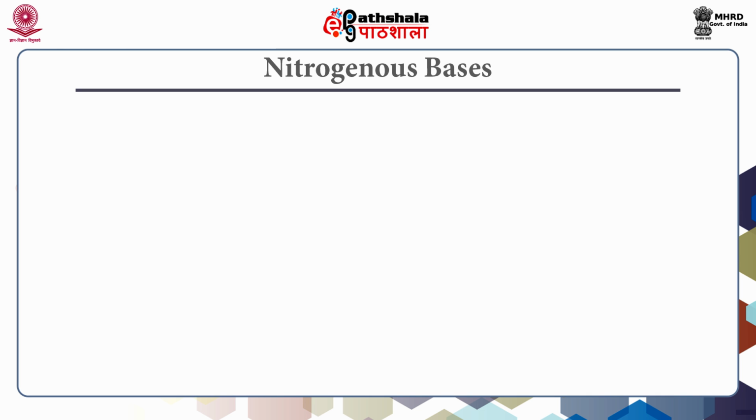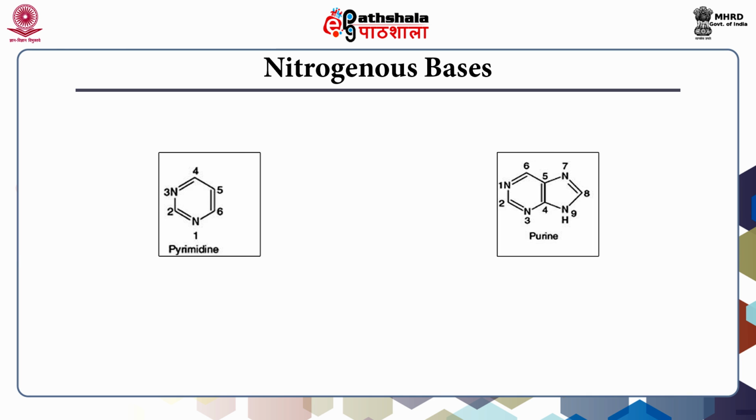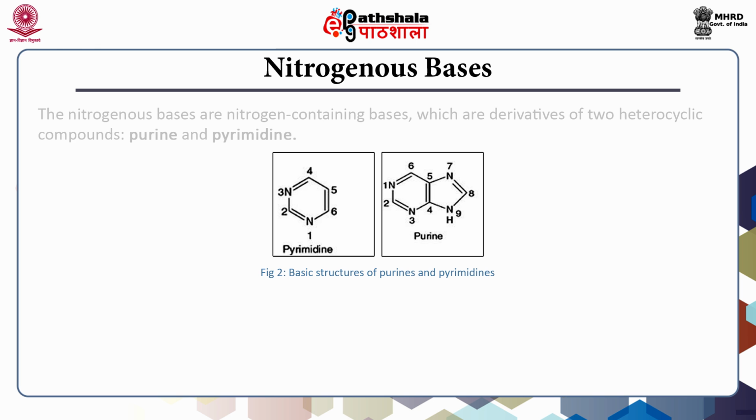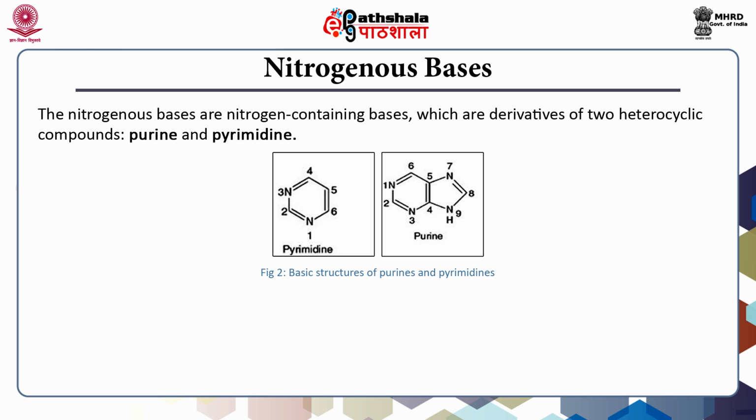Now, first coming to nitrogenous bases. The nitrogenous bases are nitrogen containing bases which are derivatives of two heterocyclic compounds, purine and pyrimidine. Pyrimidines are monocyclic, whereas purines are bicyclic. These bases are polyfunctional in nature.